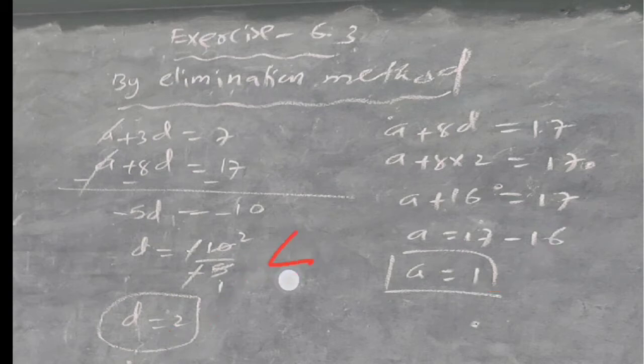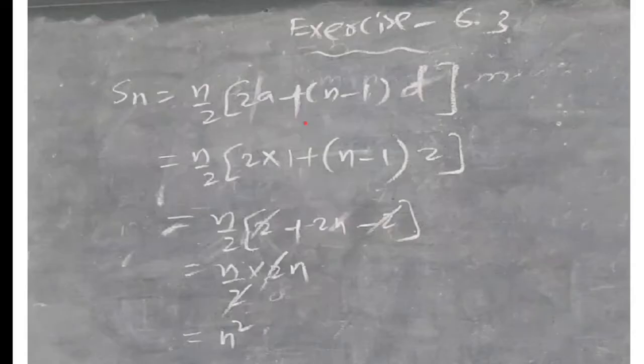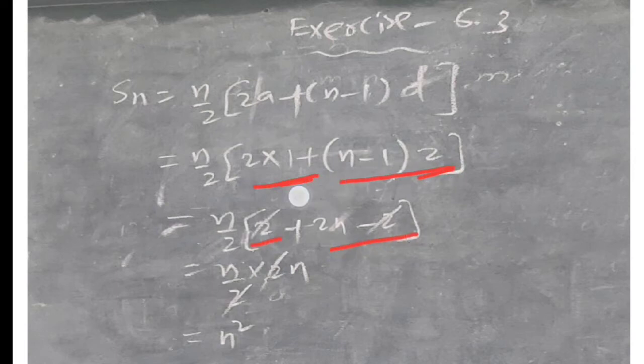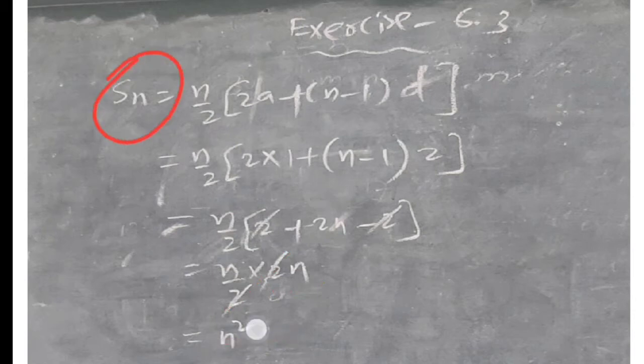Now let's find the sum of first n terms, that is Sn value. So Sn equals n by 2 of 2a plus n minus 1 into d. Here he asked for Sn, so n will come as it is, n equals n. No need to substitute any value, but substitute a value and d value. So 2 into 1 is 2, n minus 1 into 2 is 2n minus 2, plus 2 minus 2 cancel, then 2n, here 2, 2 cancel, then n into n is n square. So the sum of the first n terms is n square.